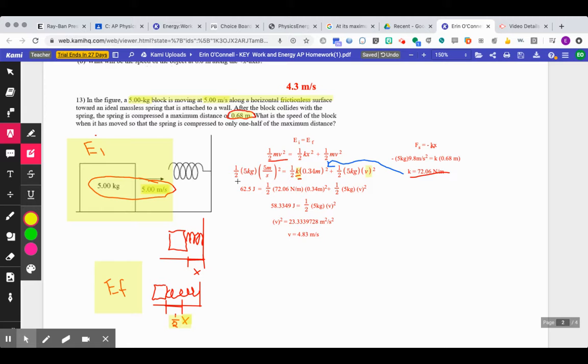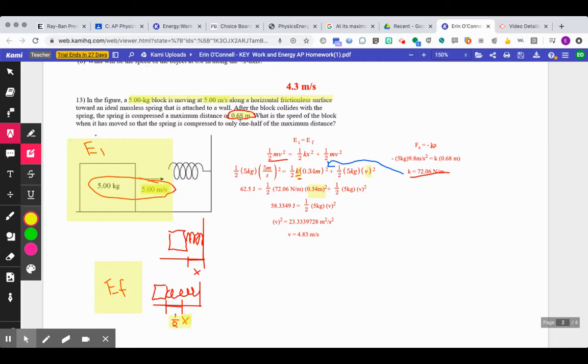So we'll simplify the left side of the equation. We get 62.5 joules is equal to 1/2 times the spring constant times half the maximum compression. So if max compression is 0.68, that means that half of that is 0.34 meters. Don't forget to square it. Plus 1/2 times the mass, which is 5 kilograms, times v squared. Then we need to solve for v squared. So we get about 14 or so. We subtract that from both sides. We get 58.3349 joules.